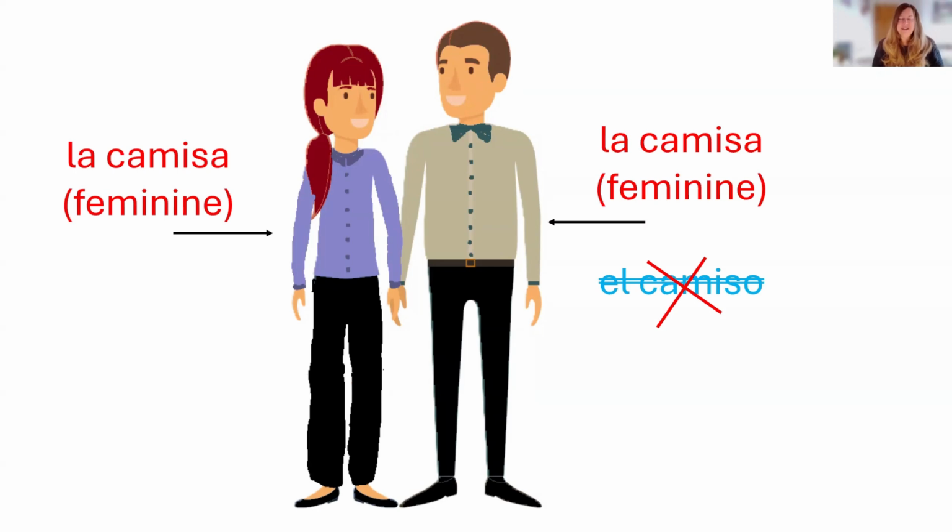What I often find is that people try to change that gender and they will call it el camiso, which is really wrong, but they will do that if it's a man wearing it because they think they have to change the gender of the noun to match the person wearing it. And this is just not the case at all. So la camisa, the shirt, is a feminine word, regardless of who is wearing it. It doesn't change. That's just not how language works.